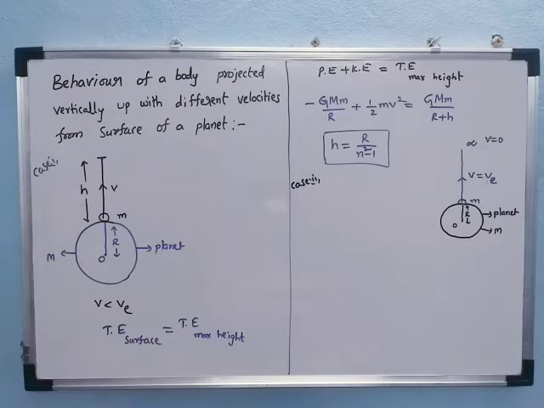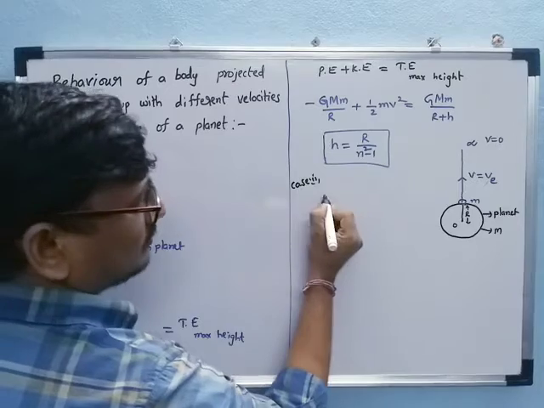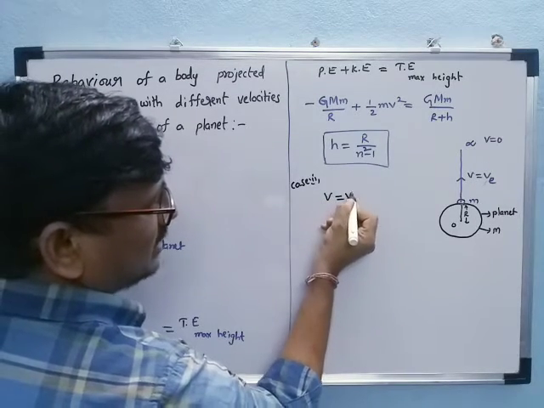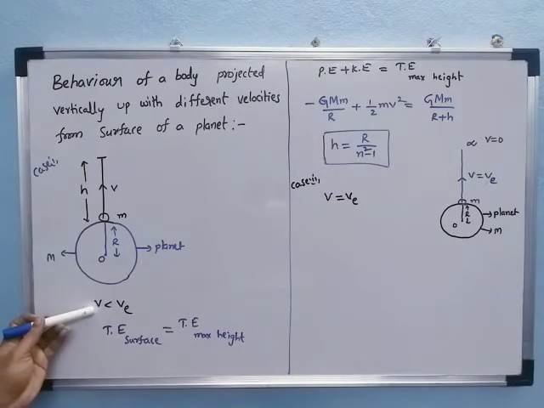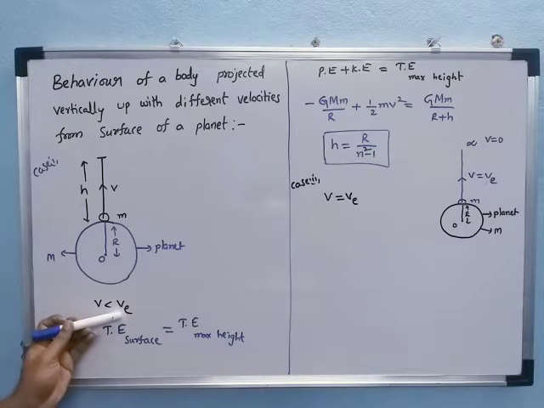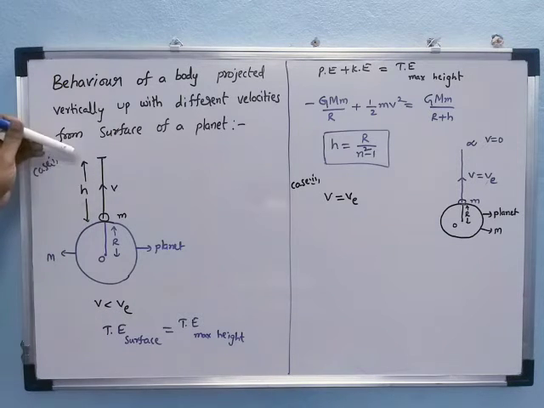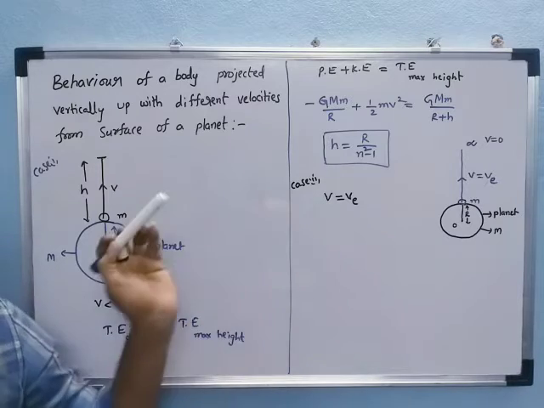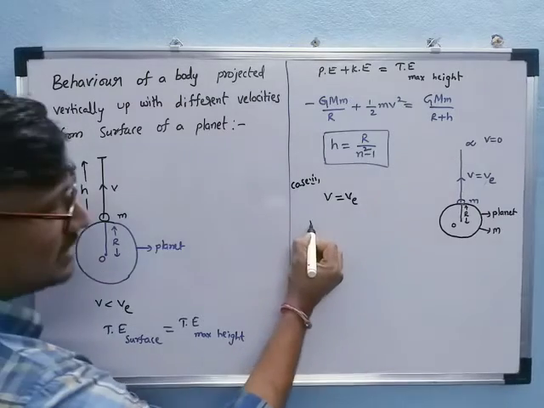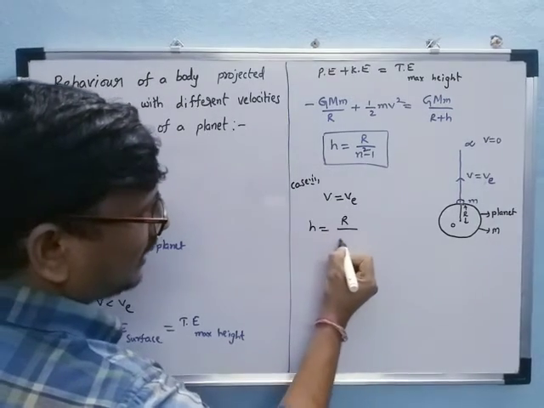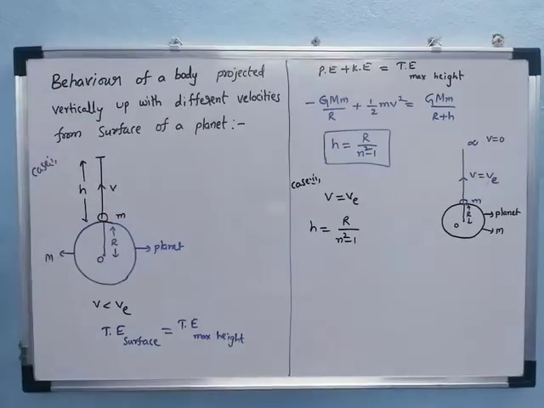Here the object's velocity is equal to the escape velocity. In the earlier case, the object's velocity was less than the escape velocity, so it reached the maximum height and returned. But here the condition is that the object's velocity is equal to the escape velocity. That means we use the formula h is equal to r by n square minus 1.